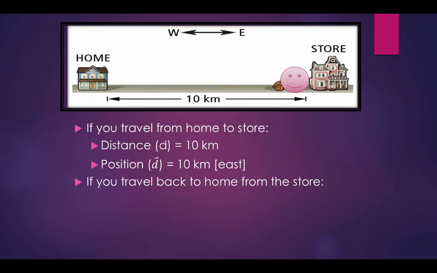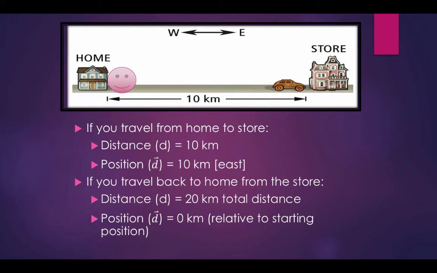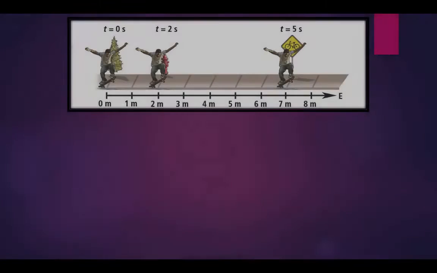If you were to travel back to home from the store, your total distance would now be 10 kilometers. Your position, on the other hand, would be 0 kilometers relative to the starting position. Any return trip will have a position of 0 relative to the starting point, or a total displacement of 0. Let's take a look at this example.